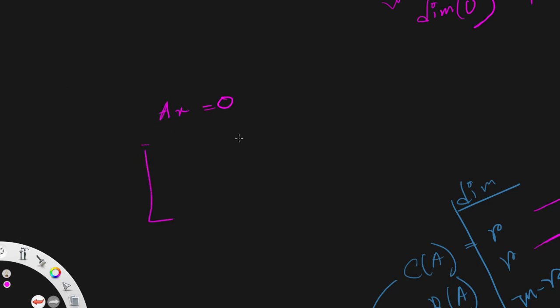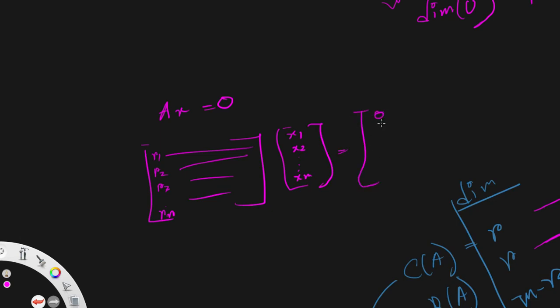Now let's write it like this. So we have row 1, row 2, row 3, dot dot dot, multiplied by x1, x2, dot dot dot, up to xn, is equal to 0, 0, and so on. There are n zeros. So row 1 into x1 is equal to 0. Sorry, not x1. I should not have broken it down. Let's just call it the vector x.